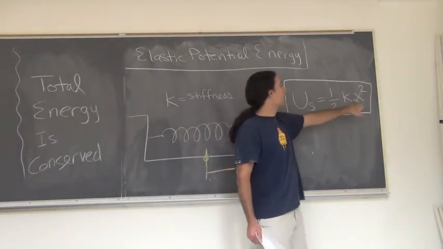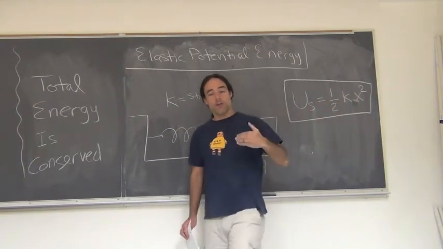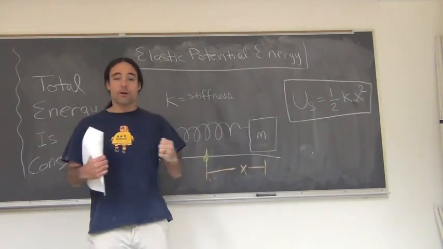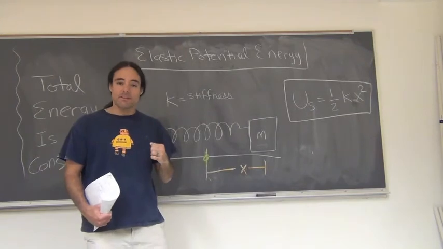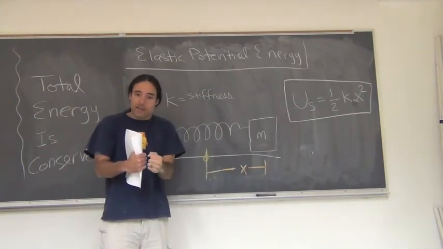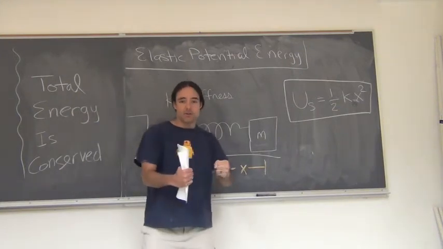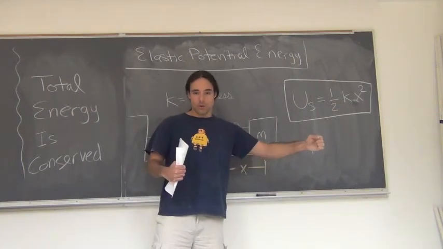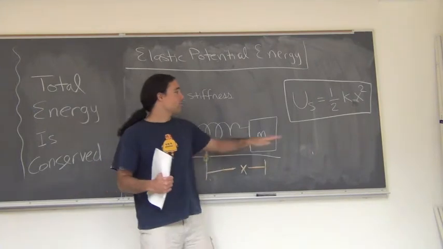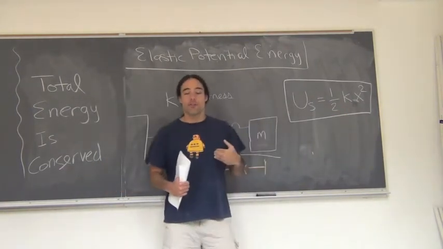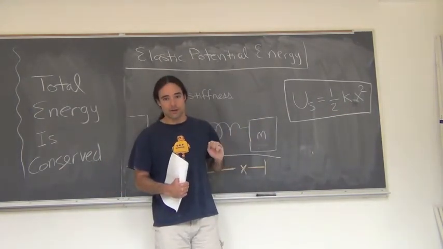So we end up squaring that x, so that no matter whether I'm stretching the spring or compressing it, that's still giving potential energy. Because if I compress the spring and let it go, it has the potential to give me kinetic energy. If I stretch the spring and let it go, it's going to still give me kinetic energy. So we square the x so that the positive and negative signs don't matter.